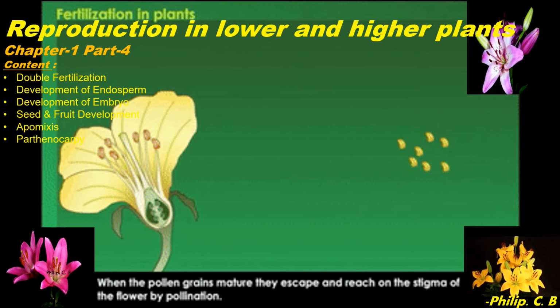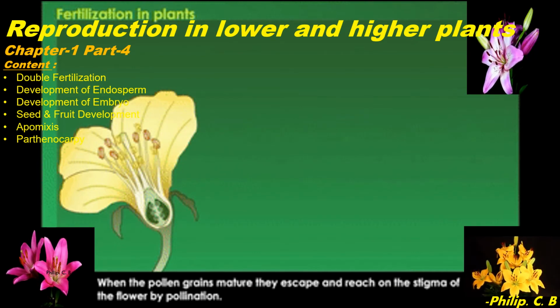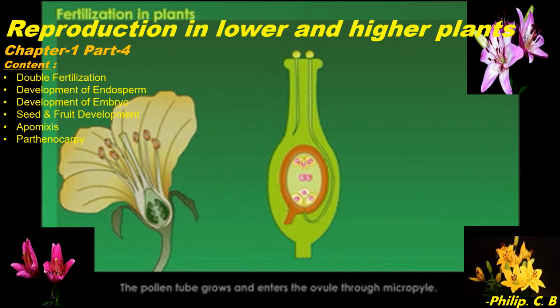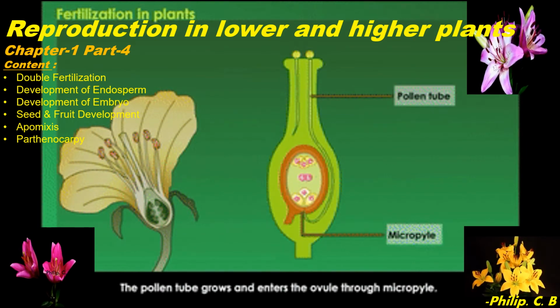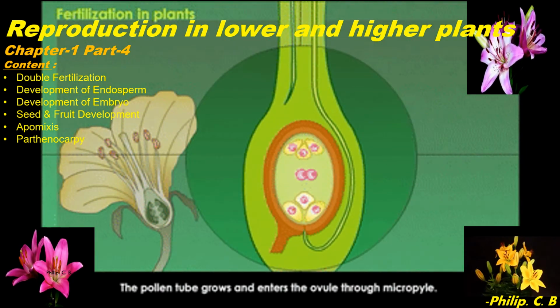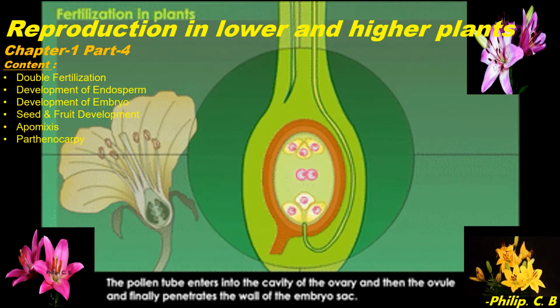Hello students, so today we are going to learn the fourth part of the chapter reproduction in lower and higher plants. In this part we are going to learn double fertilization, development of endosperm, development of embryo, seed and fruit development, apomixis and lastly parthenocarpy.